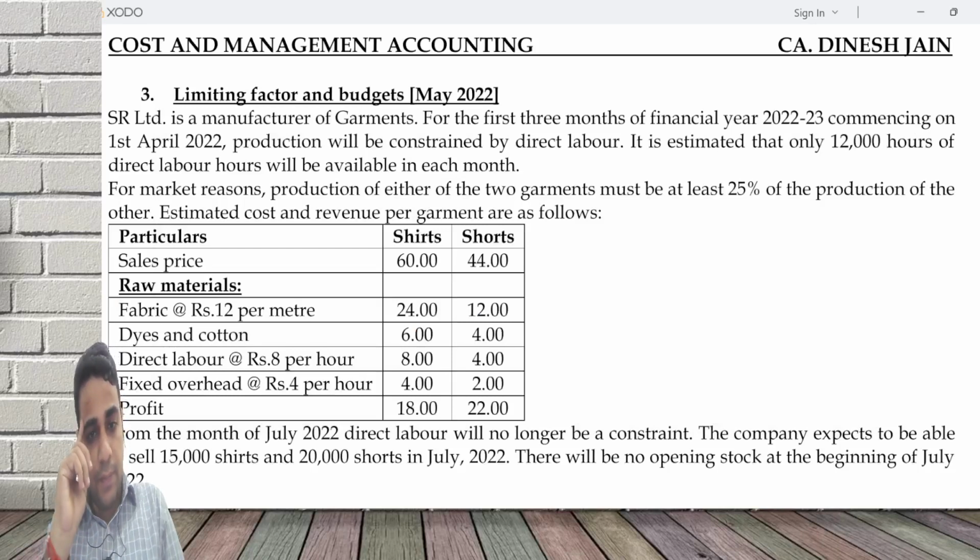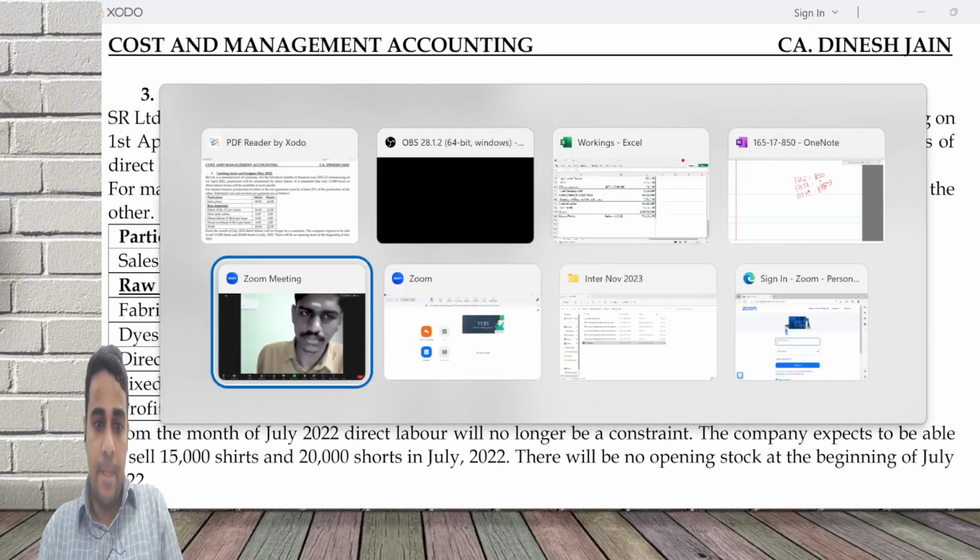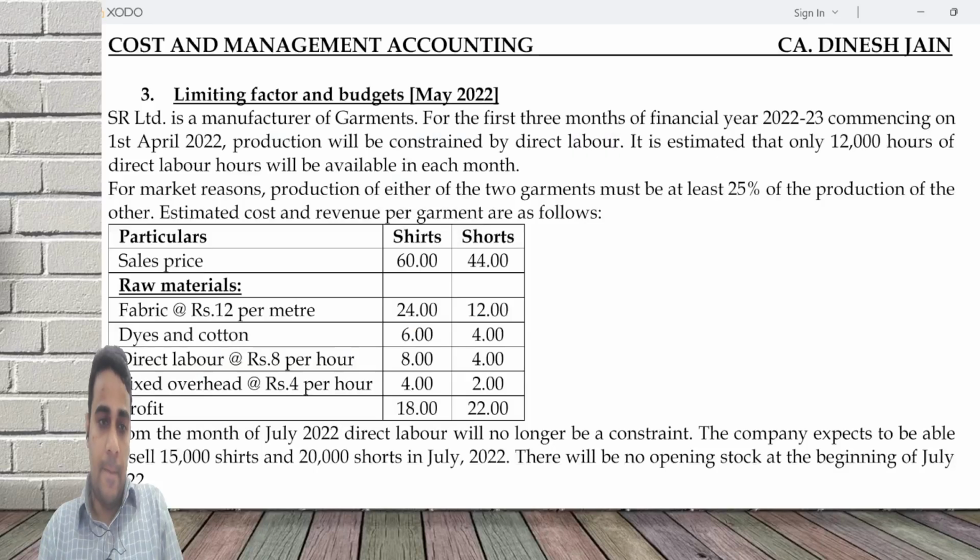Going through the question. Problem 1 was an excellent question. Problem 2 is a fairly simple kind of a question. 3 is also a very good problem because it links marginal costing also. Okay, I'll start discussing this.